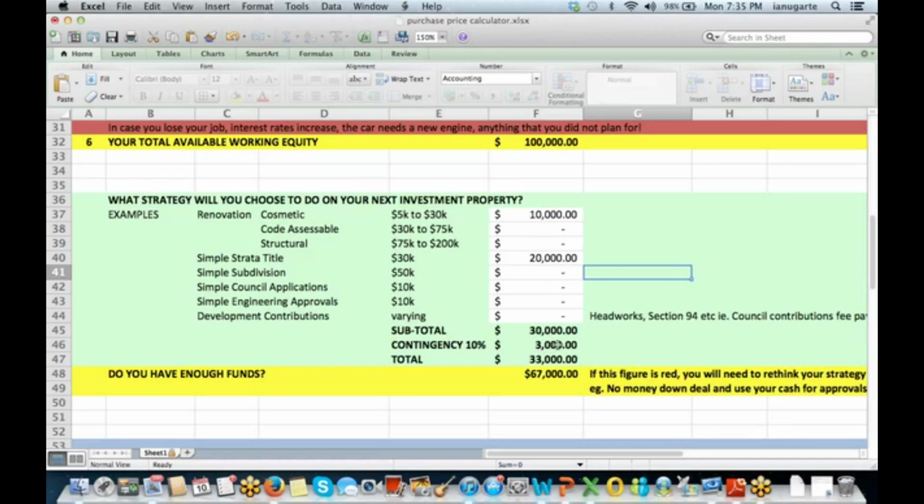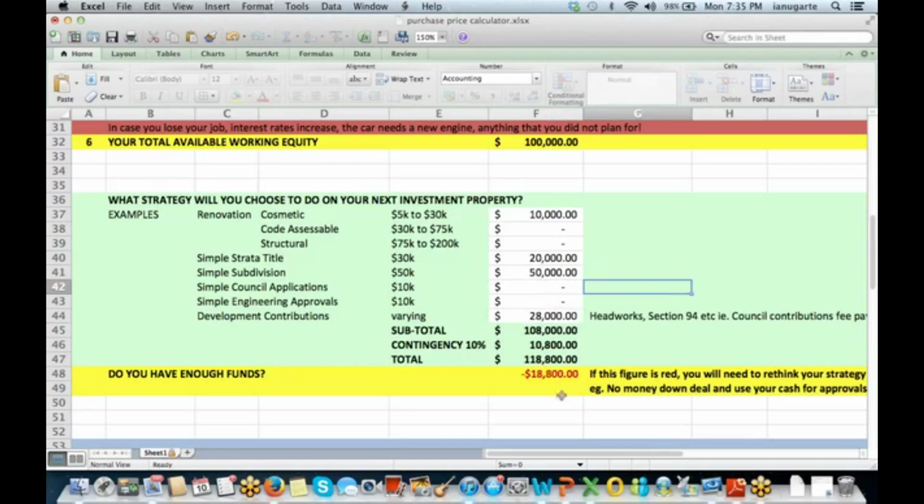The tiling fell off the walls, they had to retile on the cosmetic and that sort of stuff. So we now have a total of 33, and you can see up here we had 100. We've now spent 33. Now we've got $67,000 to be able to work. Now, for some people, you may end up in a place. So let's just say for this strategy, I've decided I'm going to do a cosmetic reno. I'm going to do a strata, and I'm going to do a subdivision that's going to cost me $50,000. And then I'm going to go off and I've got some council contributions at $28,000.